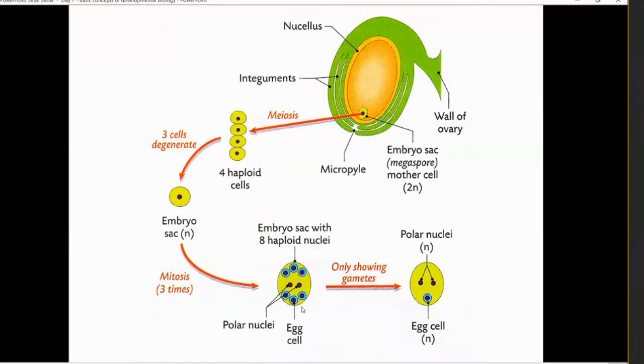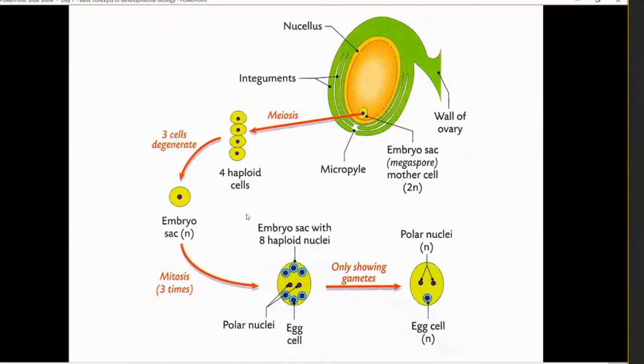has eight haploid nuclei, including two polar nuclei. The two polar nuclei follow this formula: if one polar nucleus is present in the cell, it develops into an egg. Each polar nucleus develops into egg cells. Only one egg cell finally enters the fertilization process. These are all the sequential steps.